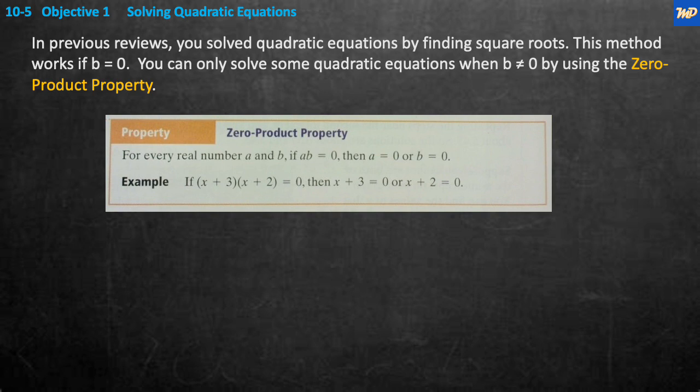So what is the zero product property? According to this statement, for every real number a and b, if a times b equals 0, then a equals 0 or b equals 0. Example: if x plus 3 times x plus 2 equals 0, then x plus 3 equals 0 or x plus 2 equals 0. We're going to use that as we move forward.